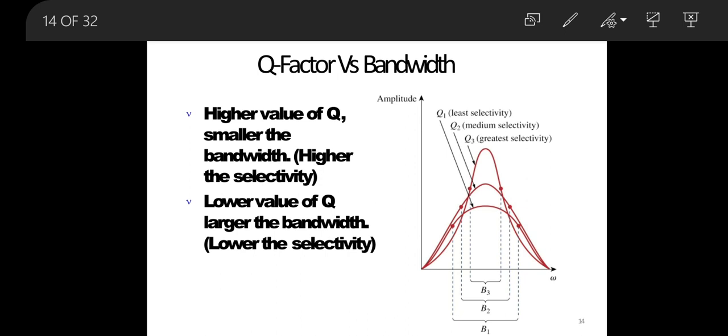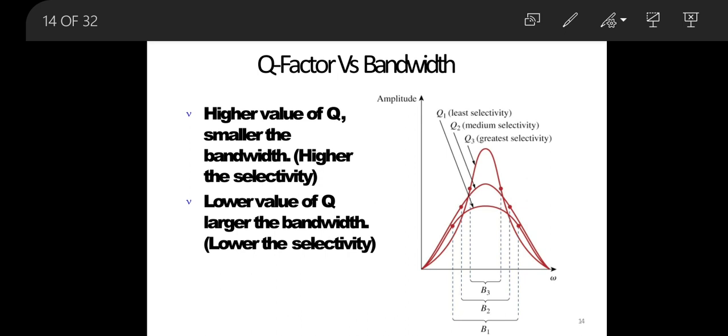Coming to B1, the bandwidth is the maximum: B1 is greater than B2, which is greater than B3, but Q3 is greater than Q2, which is greater than Q1, in the sense of the selectivity amplitudes. And the bandwidth is quite reverse. That's why we say that the quality factor is inversely proportional to the bandwidth. So the higher the value of Q, the smaller the bandwidth and the higher the selectivity. Q or selectivity, both are the same here.